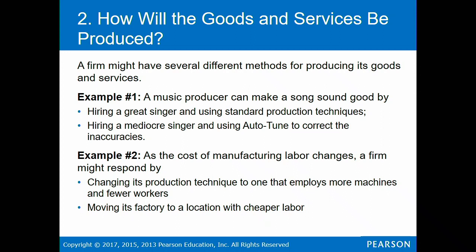Next is, if the labor costs of a manufacturing firm change, a firm could respond by changing its production technique. So you have more machines and fewer workers. That way, in the long run, it's cheaper because you have lower labor costs. Or you can just pick up and move your factory to a location with cheaper labor.